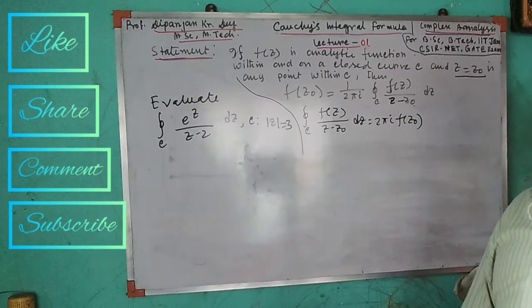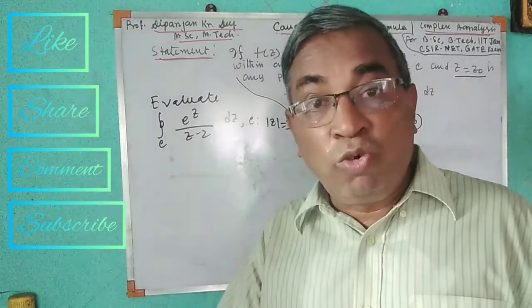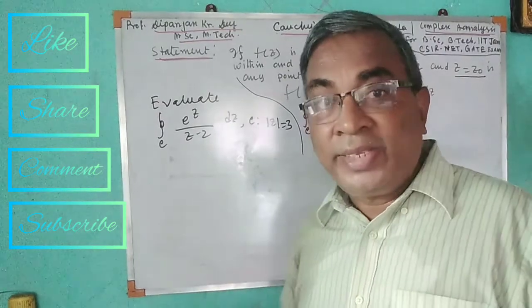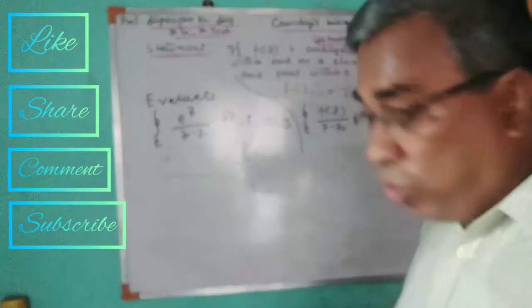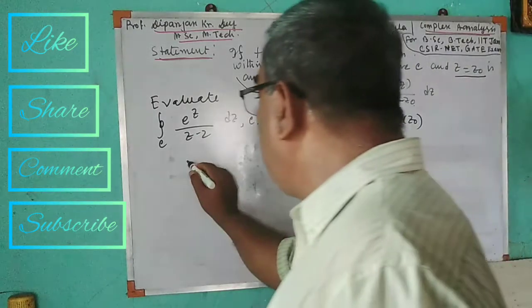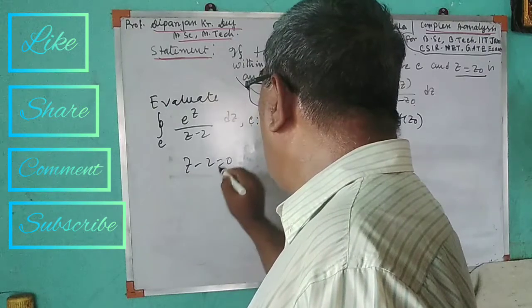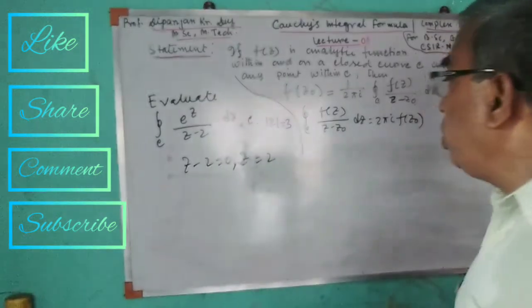To get the singular point, this is the rule: we have to put the denominator part equal to 0. So if we put z minus 2 equal to 0, then z equals 2. z equals 2 is a singular point.